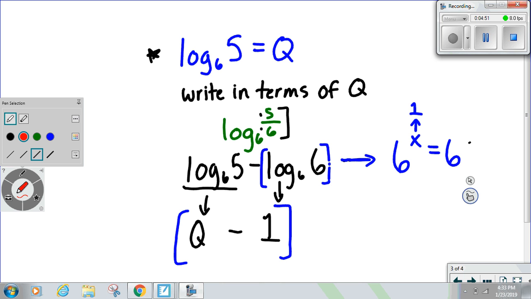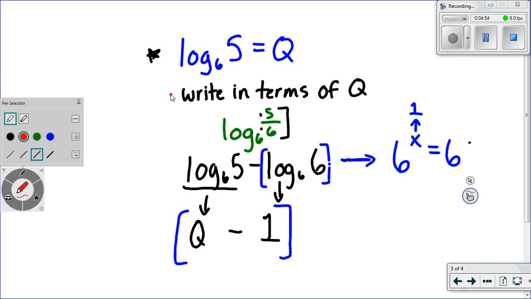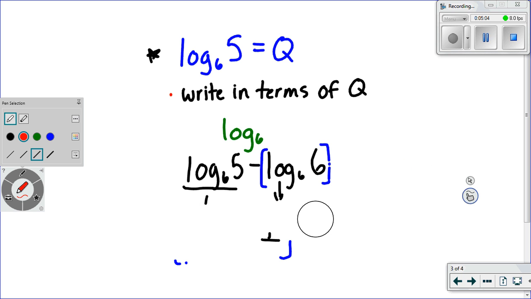So I want to write log of 5/6, erase those dots here. I'm going to erase a bunch of this stuff that I had the first time around. All right. So I'm going to write this in terms of Q. I want to write log of 5/6 base 6 in terms of Q.